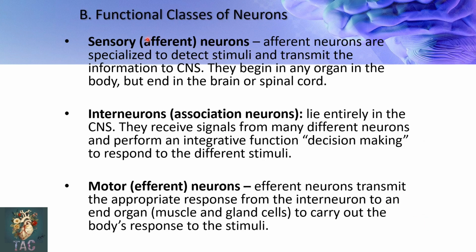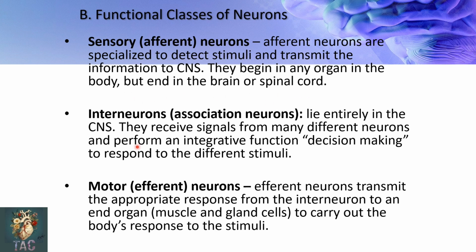Functional classification of the neurons is that they may be sensory neurons, interneurons or motor neurons. Sensory neurons or afferent neurons are specialized to detect stimuli and transmit the information to the central nervous system. They begin in any organ in the body but end in the brain and the spinal cord.